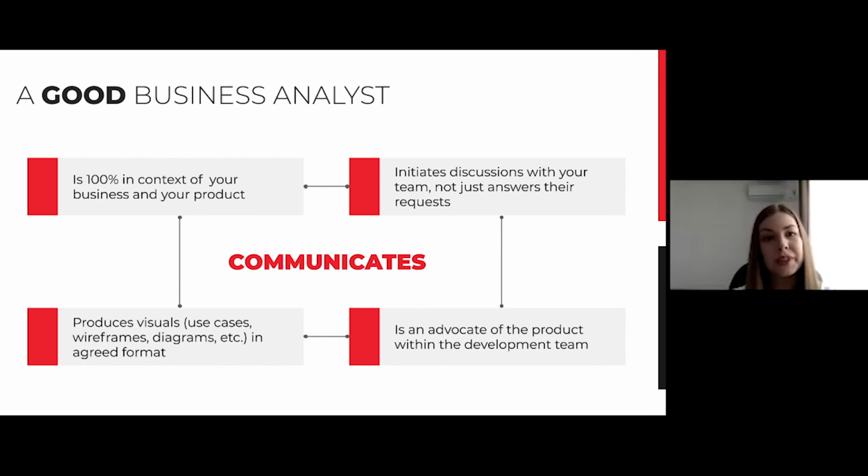So to make sure that you work with the right person, you need to know that a business analyst should be 100% in the context of your business and your product. Business analysts should initiate communication with your team and with you, and not only answer questions. The business analyst is the person who should advocate the product in front of the development team and a project manager. You should always receive visuals, use cases, wireframes, diagrams, documents. All of these deliverables should be provided by the business analyst in terms that correspond to the project deadlines. A business analyst must be open for communication with you, and should have an answer. If he doesn't have an answer, he should know how to find it and give it to you.